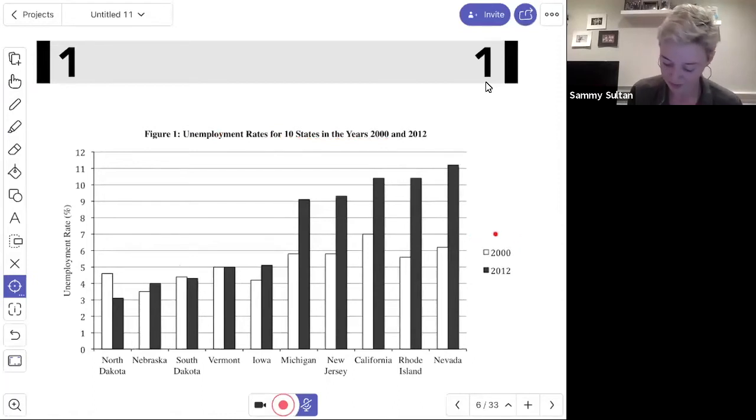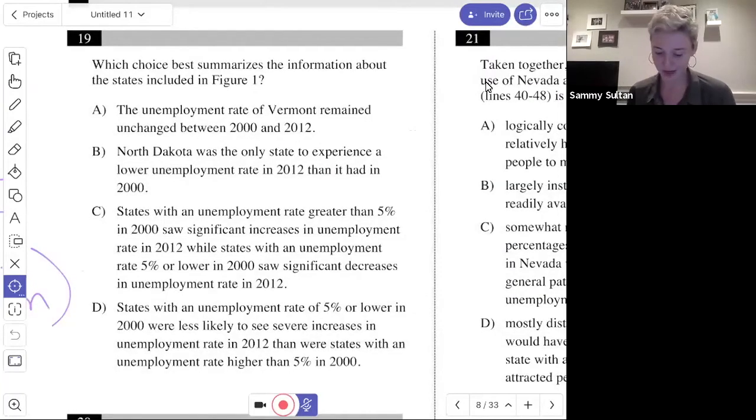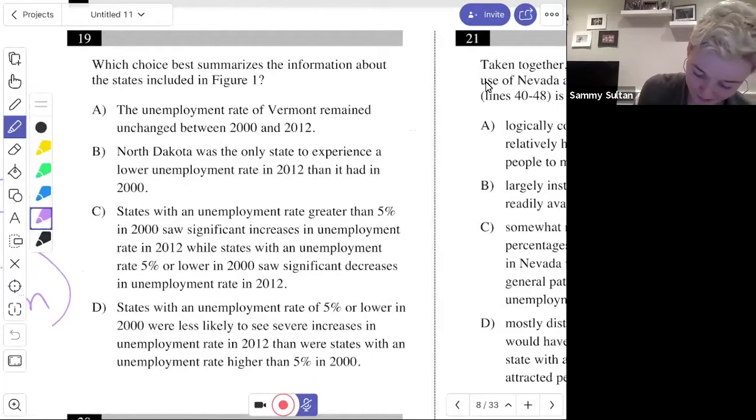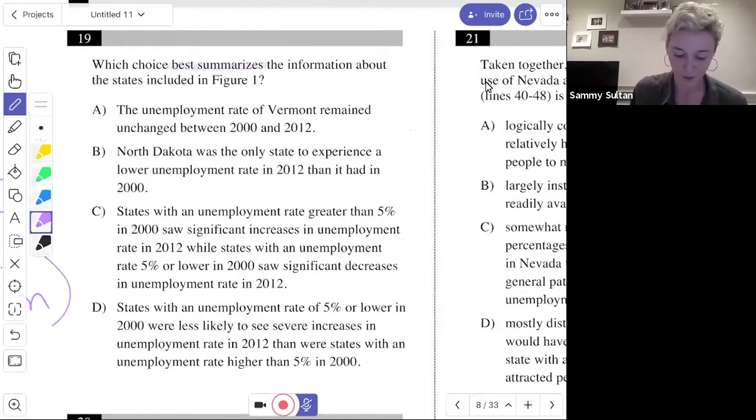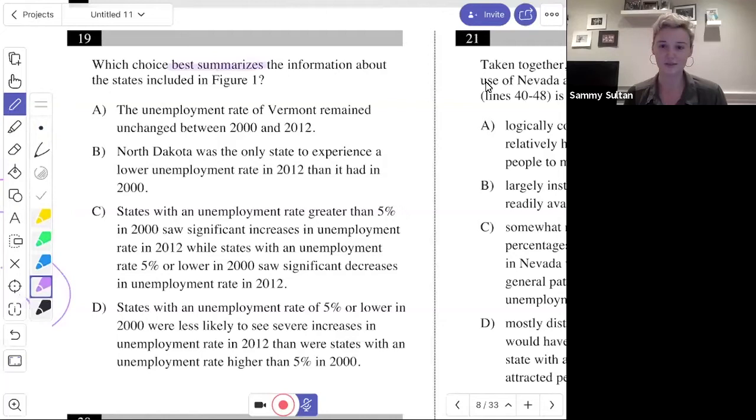Looks like the empty bars are for 2000 and the darkened bars are for 2012. Okay, and yeah, here's our unemployment rate. So if we're trying to best summarize the information, we need to go beyond what is mentioned in it. We need to go beyond one data point worth of information. So let's start eliminating some really silly choices. All right, let's look at A.